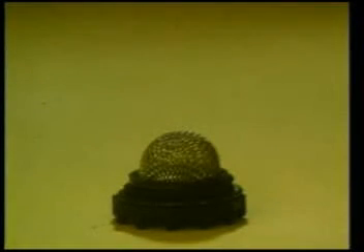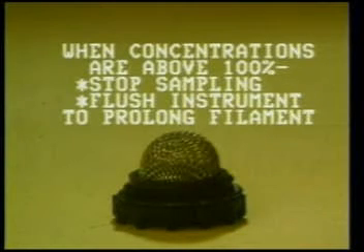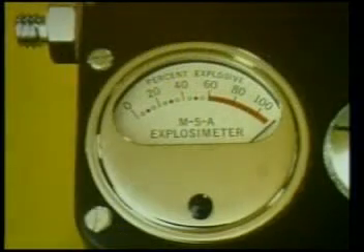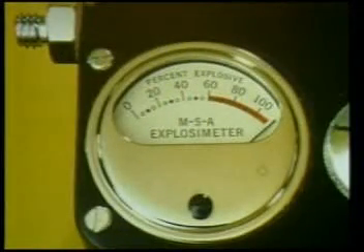The replaceable detector filament is the heart of the explosimeter indicator. Its service life depends to a great deal on the sample concentrations. So when concentrations are above the 100% mark on the scale, it's best to stop sampling and flush the instrument with fresh air to prolong the life of the filament. If the meter needle moves to the extreme right of the scale, stays there, and can't be adjusted to zero, usually the filament is burned out.